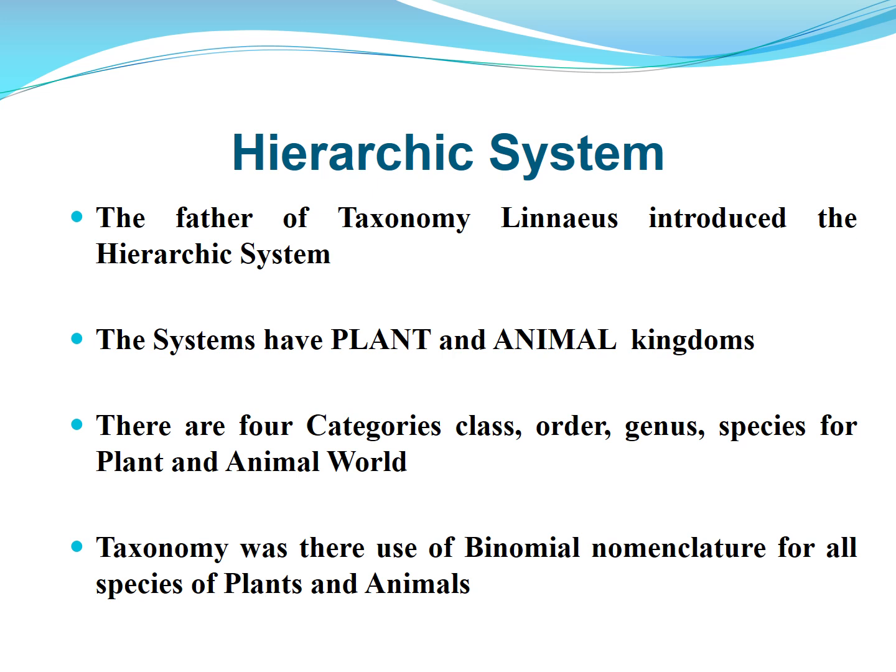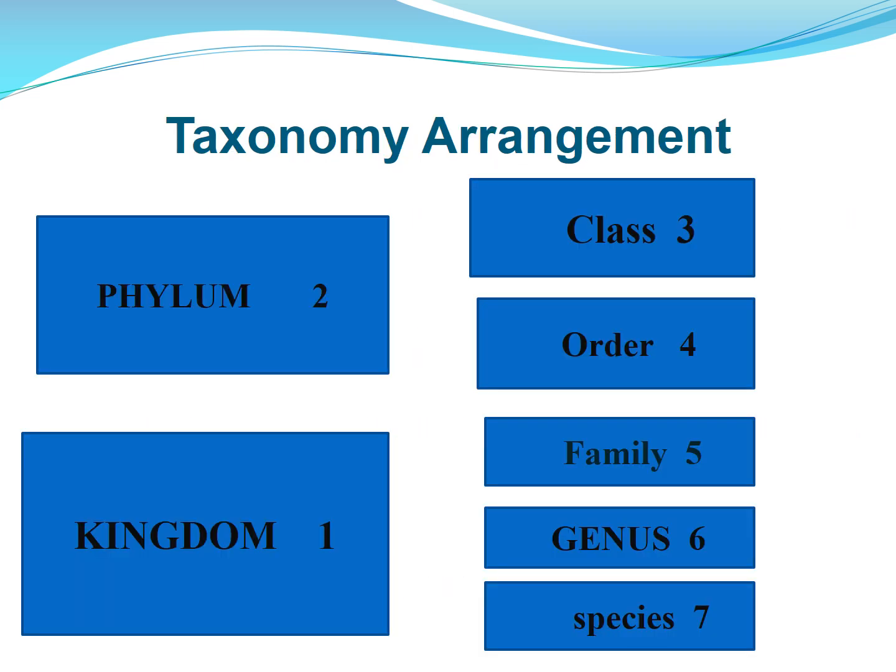The father of taxonomy, Linnaeus, introduced the hierarchical system. The system has plant and animal kingdoms. There are categories: class, order, genus, species for the plant and animal world. Taxonomy was the use of binomial nomenclature for all species of plants and animals.